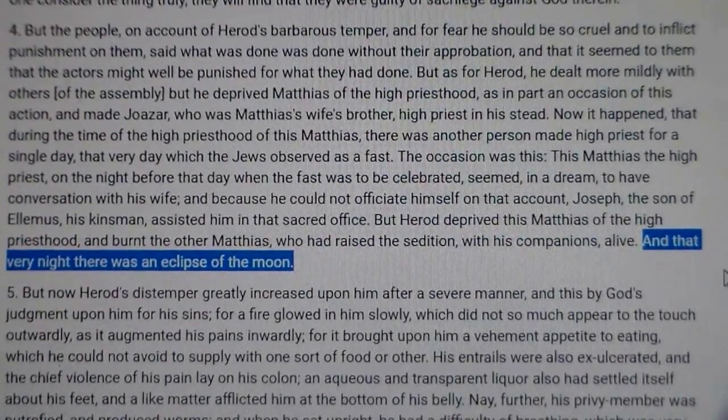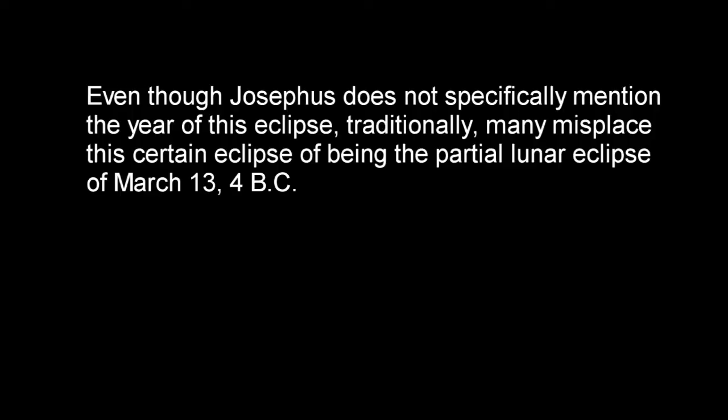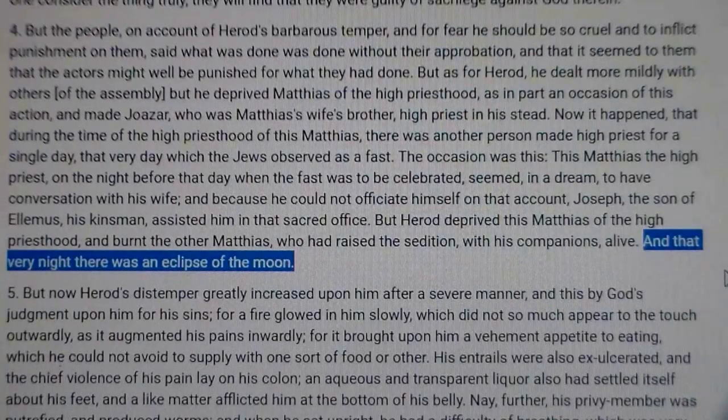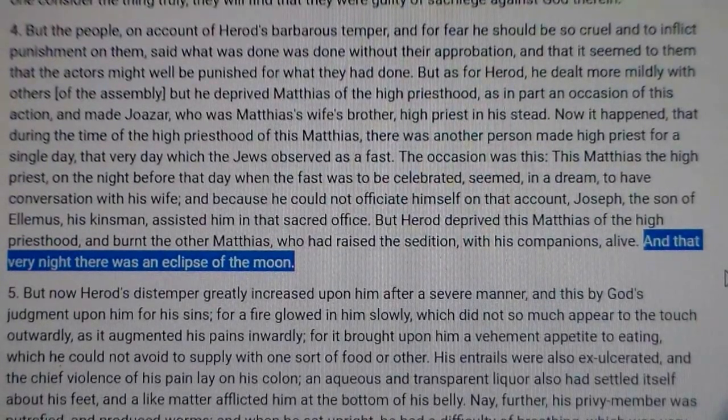So the bad thing is that a lot of people traditionally displace this certain eclipse as being a partial lunar eclipse on March 13, 4 BC. Consequently, this has been the fallacious date ascribed to Herod's death. And so just because there was an eclipse in March 4 BC, they put the date of Herod's death around 4 BC, and consequently that Jesus Christ was crucified in 29 AD. That's where they get that year, because they are misled.